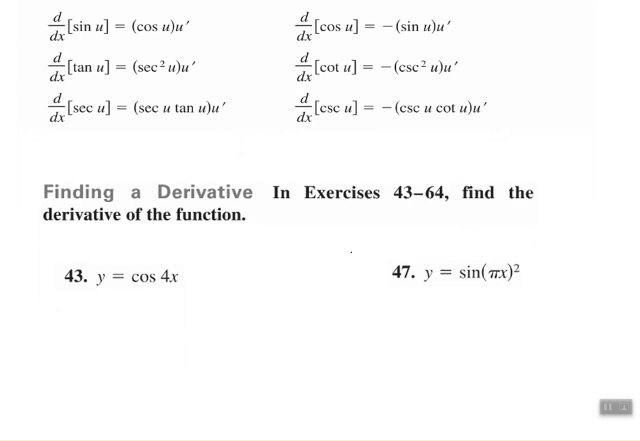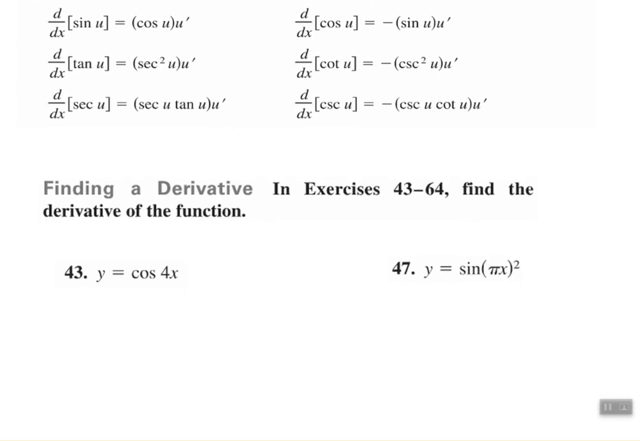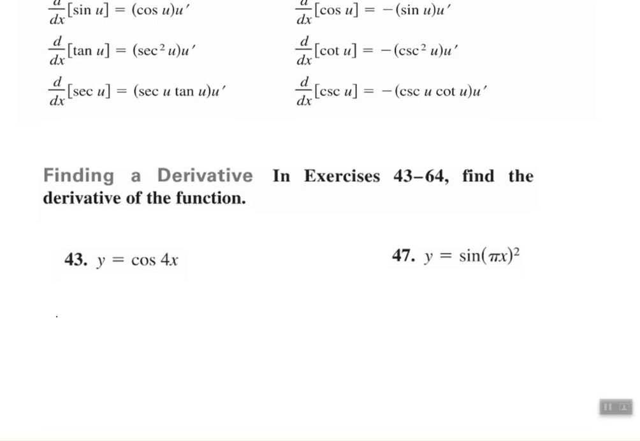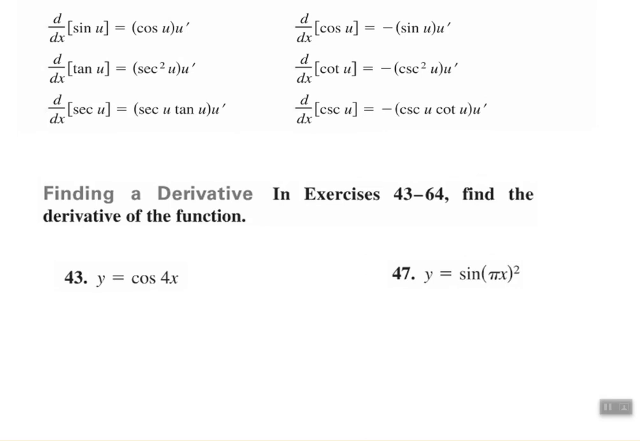Okay. All right, so let's look at this one. We have y equals the cosine of 4 times x. So if it was just cosine of x, then it would just be negative sine of x, of course. However, since we have that 4 there, you're still using the same rule. Even if it was just cosine of 1x, we know the derivative of 1x is simply 1. So the rule stays the same. We just did not have to use, per se, the chain rule.